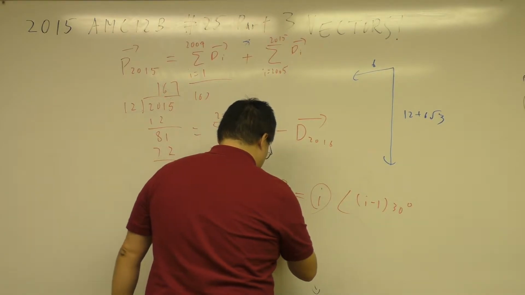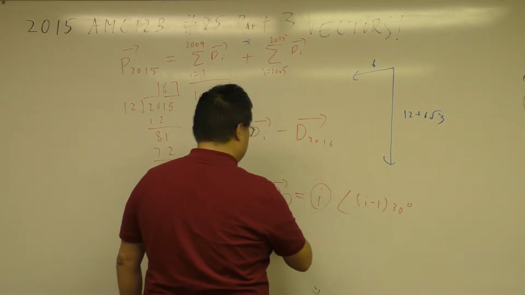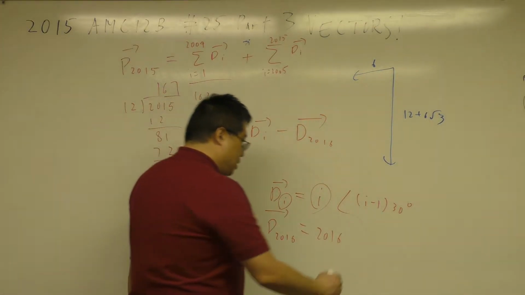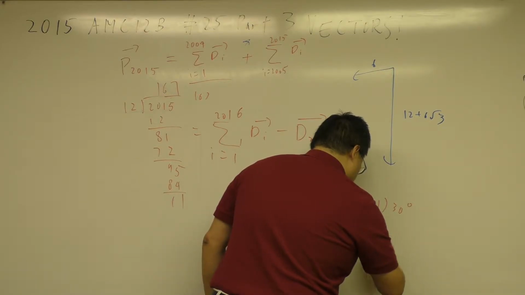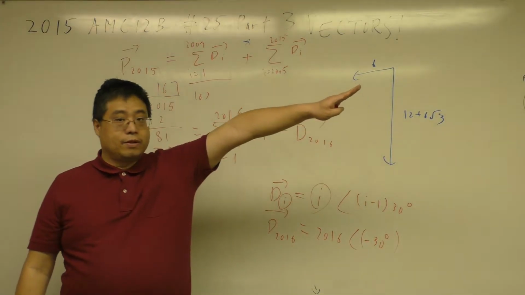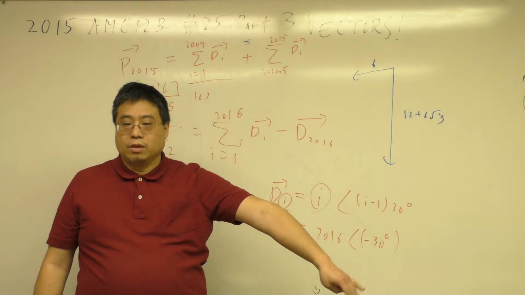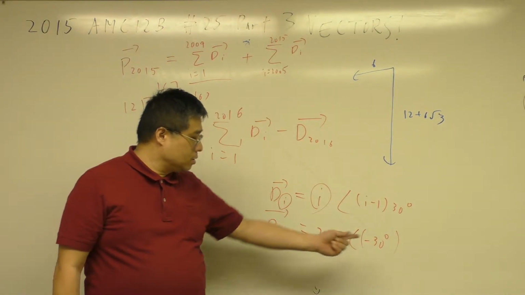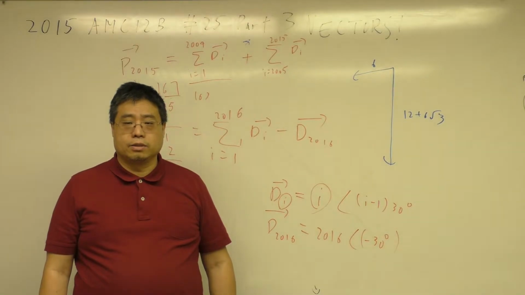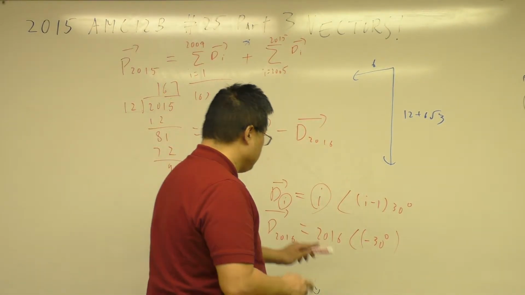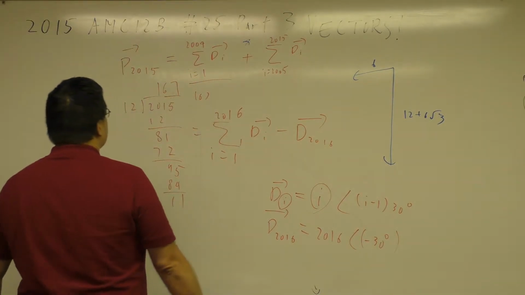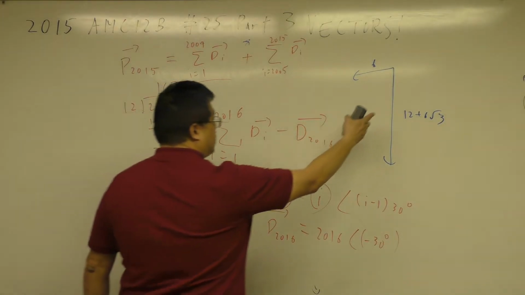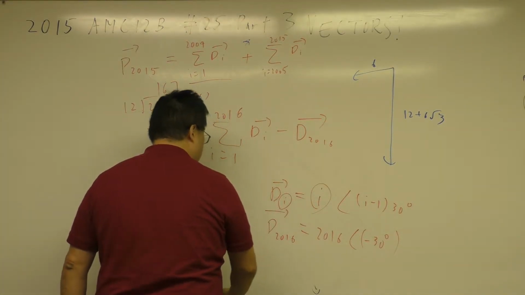We could think of D2016 as something that has magnitude 2016, and it is just 30 degrees lacking from our reference direction. You could think of it as 330 degrees, but 330 degrees and negative 30 degrees are coterminal, so there is no loss writing it this way. So, okay, let's calculate this. First, let's come up with some kind of expression for this part.